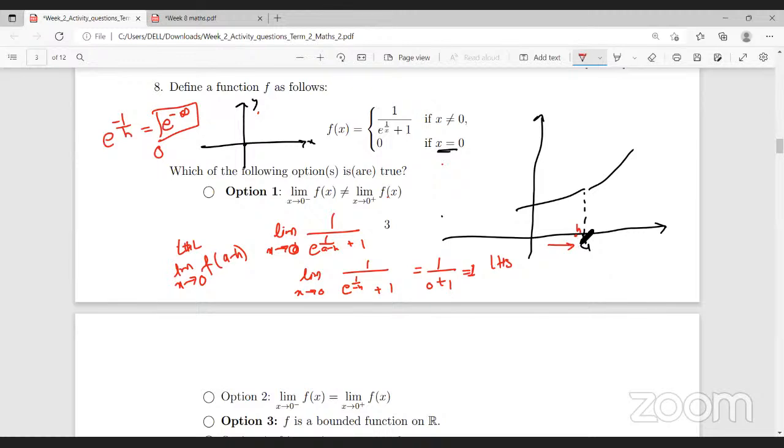I am not finding out the value of this function at x equals 0. That is 0, it's already given to us. When we are approaching this function towards 0, what will the function tend to? That is what the limit is.